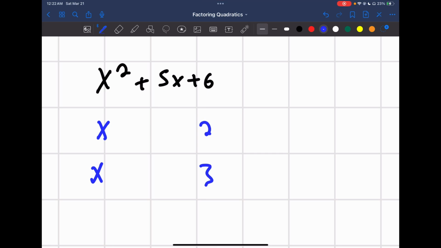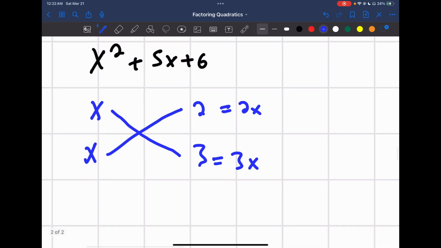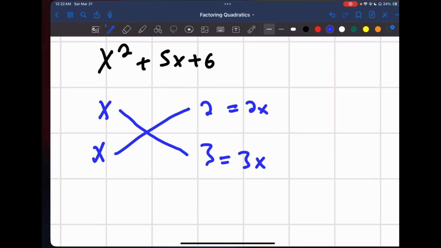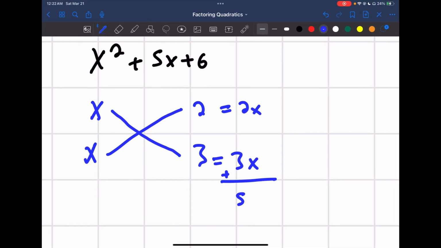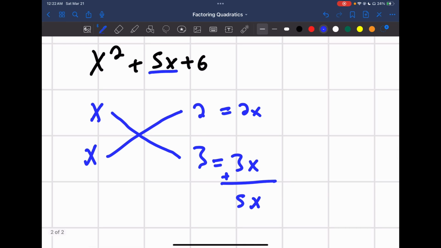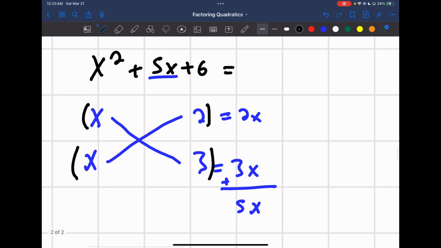Now, x times 3 is equal to 3x. x times 2 is equal to 2x. And then 2x plus 3x is equal to 5x, and this is the same as the middle term. Hence, we know that x plus 2 times x plus 3 are factors of x squared plus 5x plus 6. So it is x plus 2 and x plus 3, and this will be our factored form.